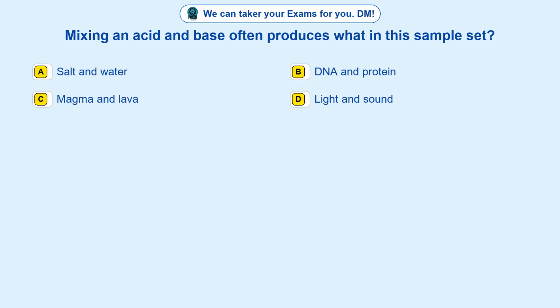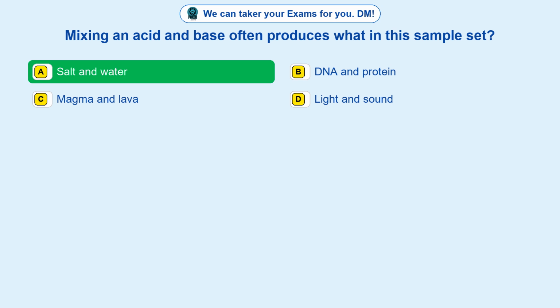Question 38. Mixing an acid and base often produces what in the sample set? Option A, salt and water. Option B, DNA and protein. Option C, magma and lava. Option D, light and sound. The correct answer is option A, salt and water.